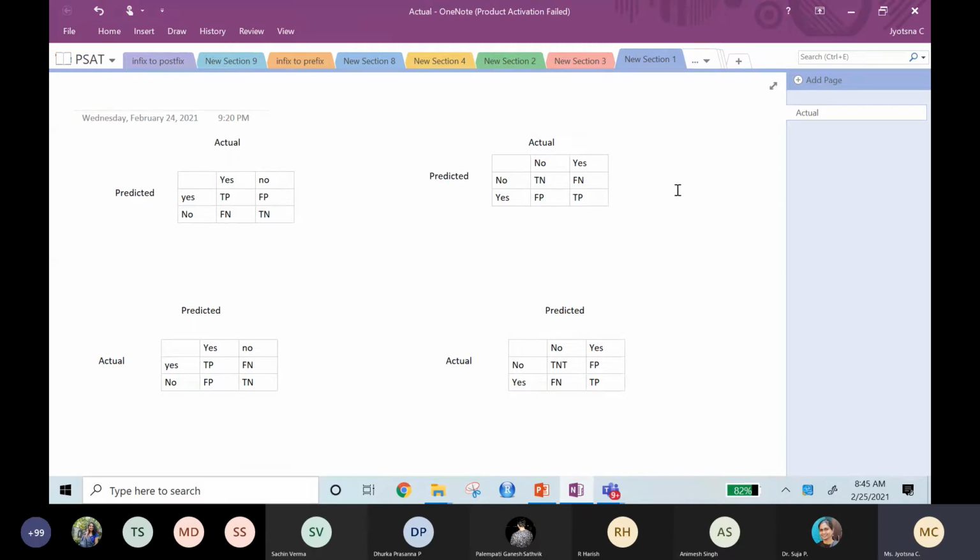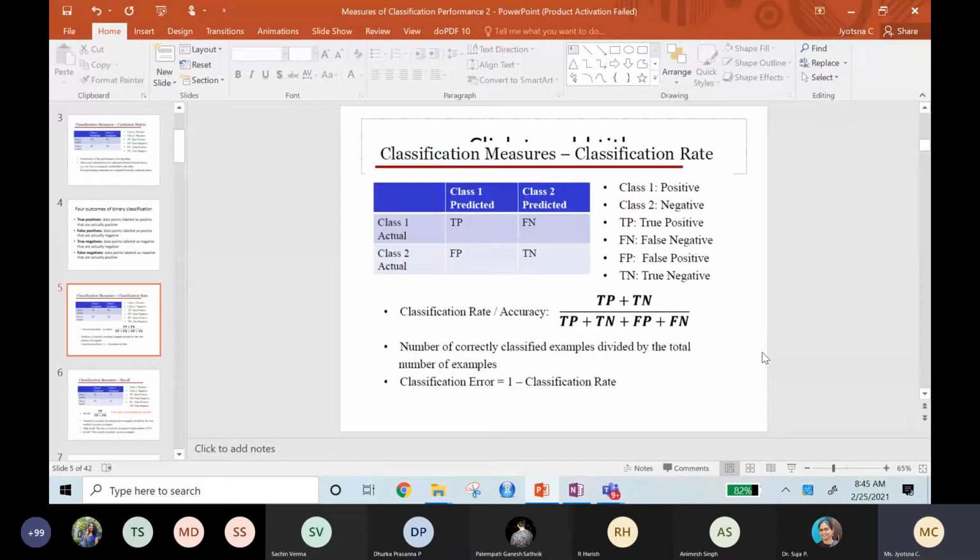So maybe in the examples it can be represented in different ways anyway, so you should not have any confusion. You should understand the concept and be able to relate it.